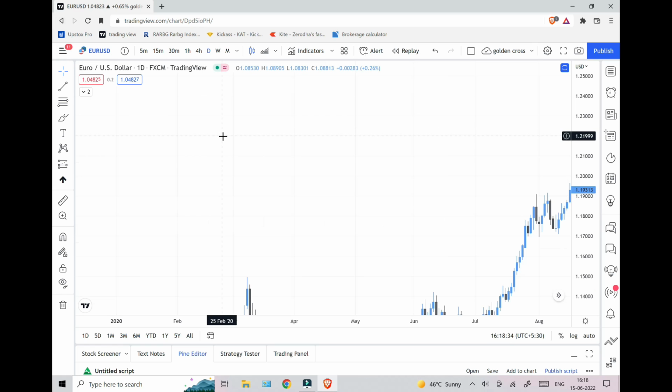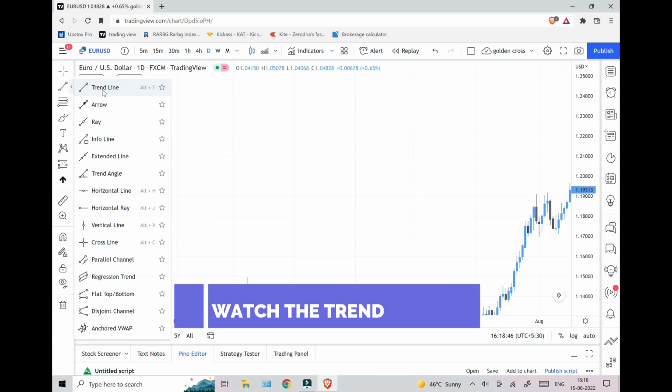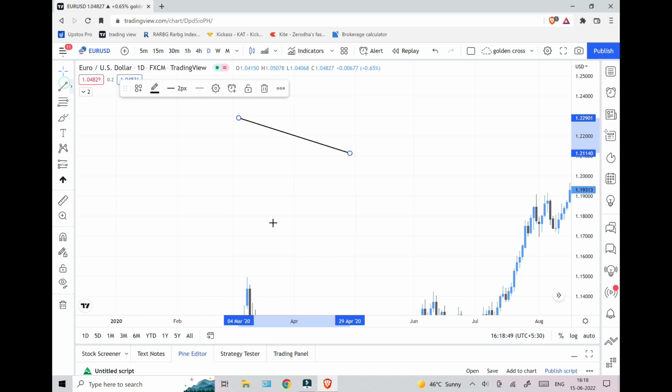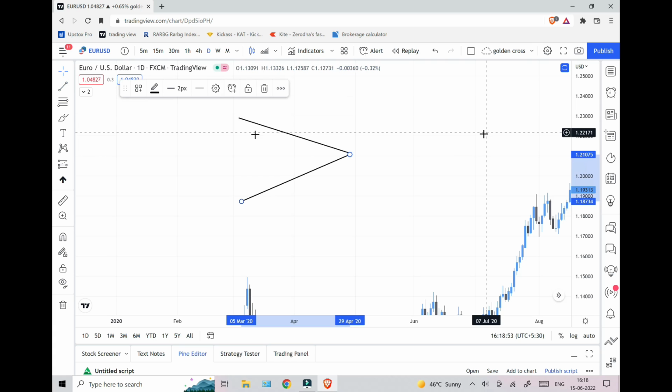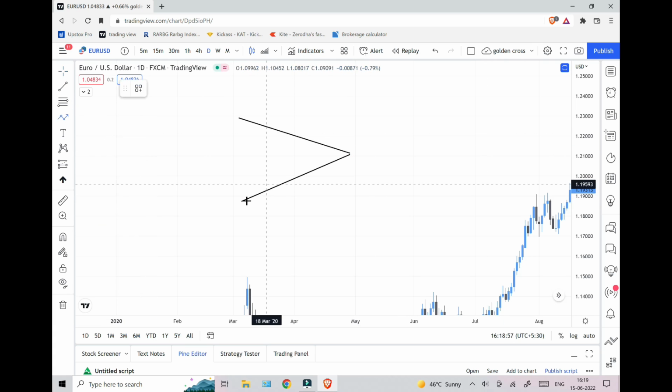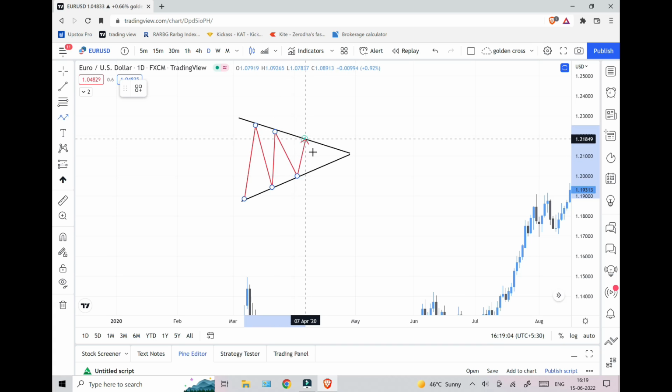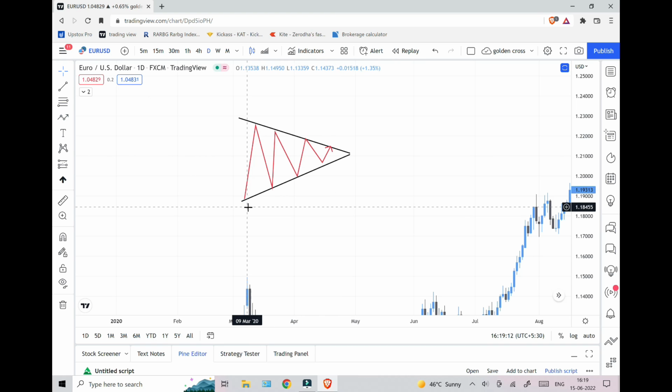So the first triangle pattern that we'll be seeing now is the symmetrical triangle. How does a symmetrical triangle look? It's something like this. In this kind of pattern, lower highs are created. Point 1, point 2, point 3, point 4. The lows are getting higher and the highs are getting lower.